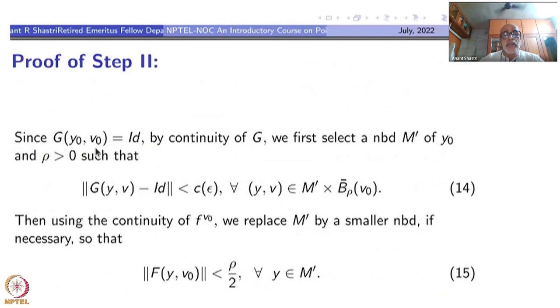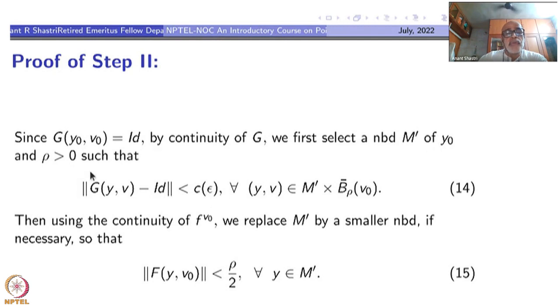G of Y naught V naught is identity now, right? Earlier it was just a similarity T. In the new hypothesis, it's identity. By continuity of G, we first select a neighborhood M prime of Y naught and a positive rho such that G of Y V minus identity is less than C epsilon. So this is where the continuity of the derivative in the second variable is used. This G was the differentiation of capital F with respect to the second variable V. So by continuity of this, some neighborhood of Y naught and some neighborhood of V naught will go inside that.